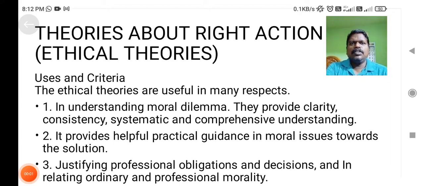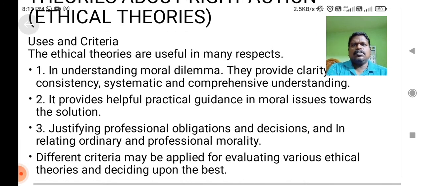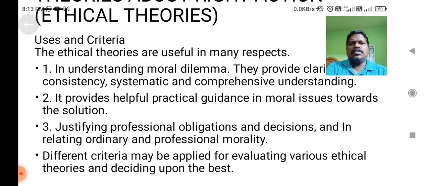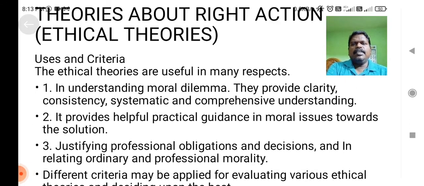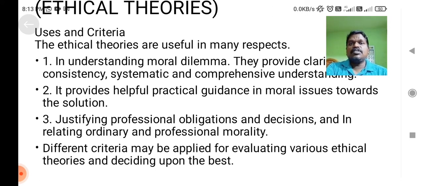So, students, welcome to the last session of unit number 2 in engineering ethics. It's about theories of right action, or otherwise called ethical theory. The ethical theories are useful in many respects. Some of them are: you can understand the moral dilemma and get clarity, and helpful practical guidance in moral issues, justifying professional obligations and decisions, and relating ordinary and professional morality.